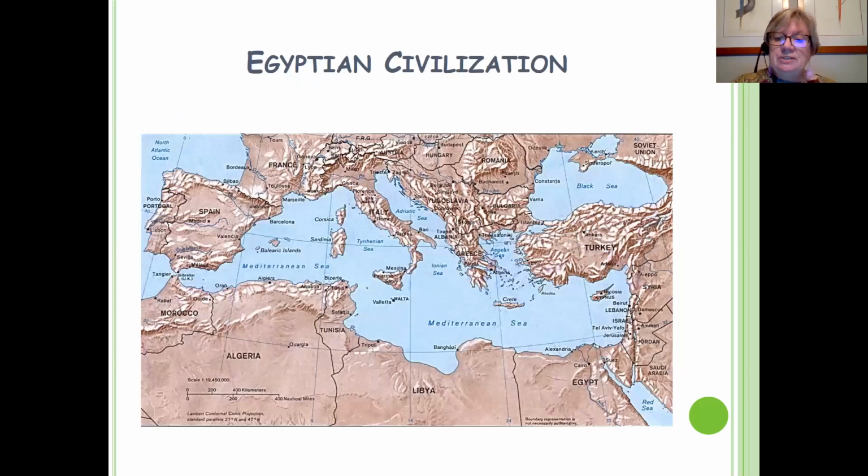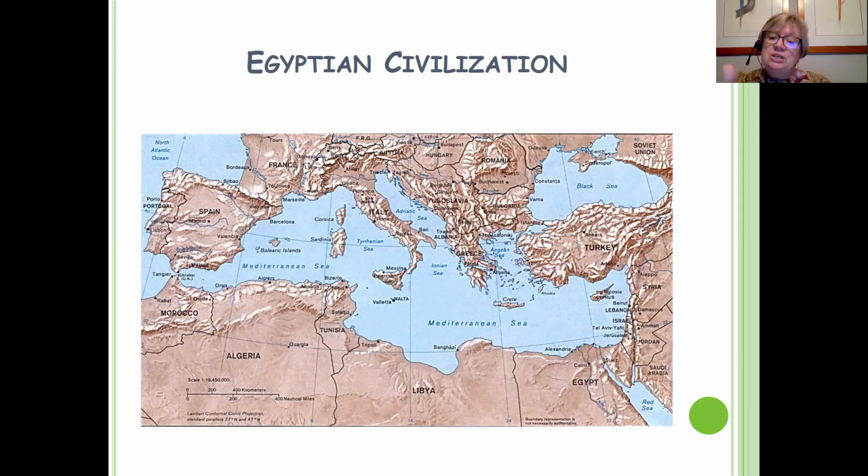Okay, the Egyptian civilization is the first one that we're going to look at. For each one of these, I'm giving you a map just to give you a sense of where this is in the world. Of course, you know where Egypt is. There's the Mediterranean Sea, bottom right-hand corner, southeastern corner of the Mediterranean Sea. There's Egypt. Easy to see on the map, the Nile River.